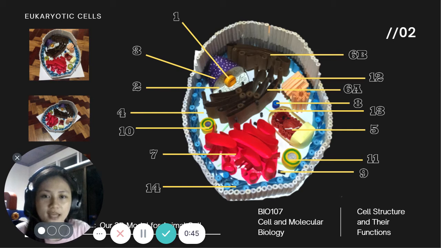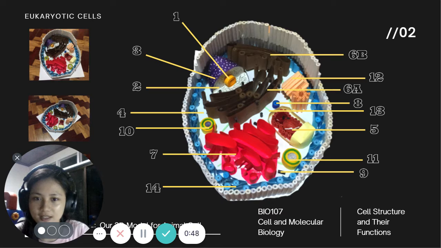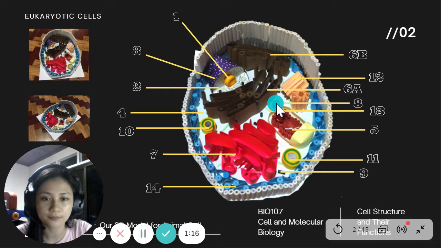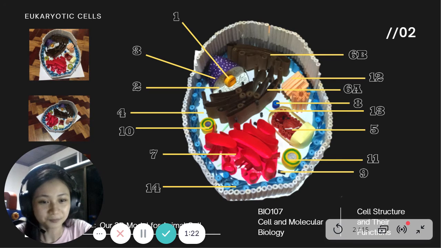So first, we have labeled number one, the nucleolus, number two, the nucleus as a whole, number three, the nuclear envelope, number four, the cytoplasm, number five, the mitochondria, number 6A, the rough endoplasmic reticulum, 6B, the smooth endoplasmic reticulum, 7, the Golgi apparatus, the pink ones, 8, the vacuole, 9, the ribosome, very tiny, and number 10, the peroxisome.